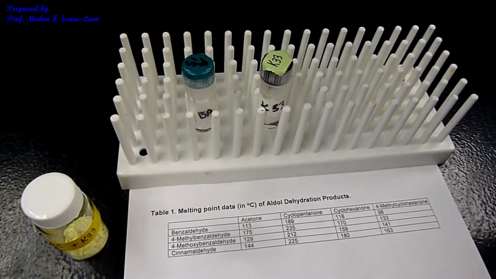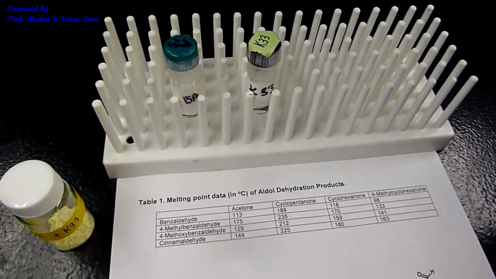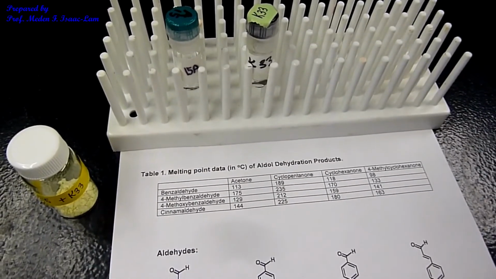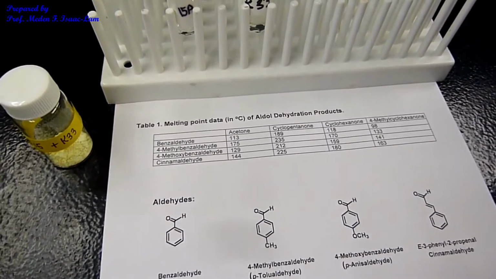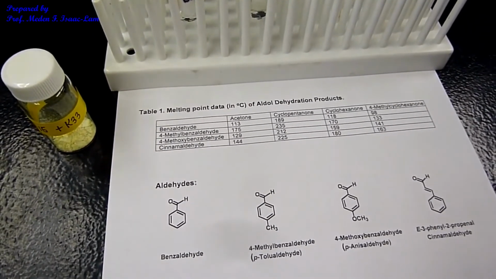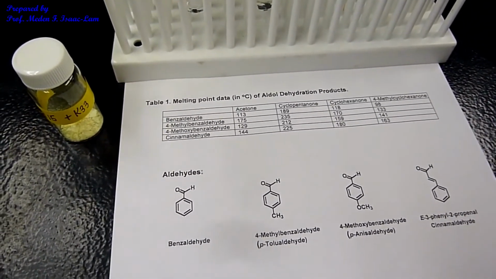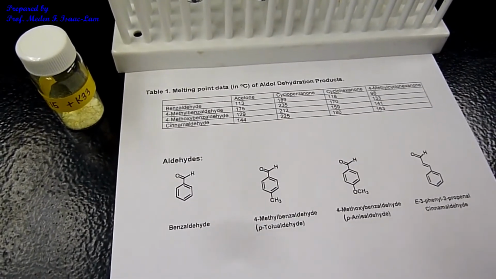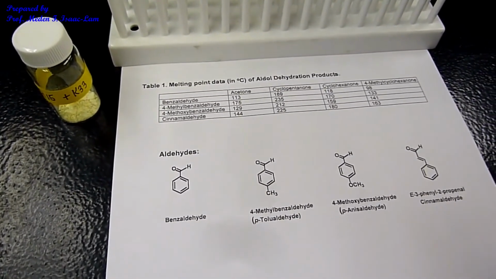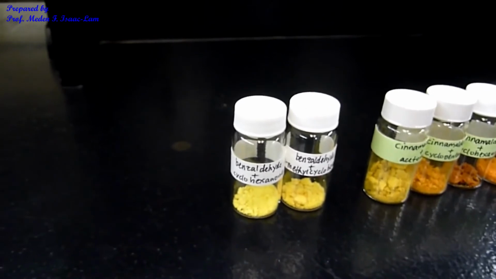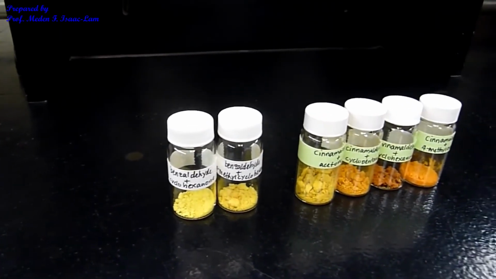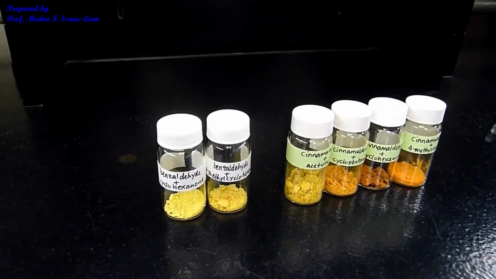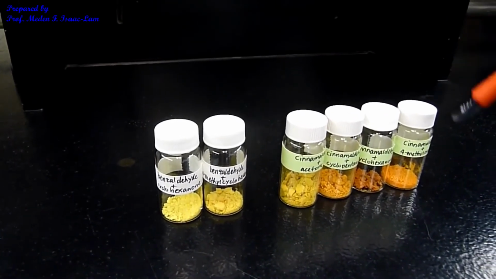However, the condensation product is going to be a solid, and it's a colored sample because it's highly conjugated. So it's going to be either very bright yellow or orange in color. These are different samples of aldol condensation products, and they're all solids, and they are all deeply colored.